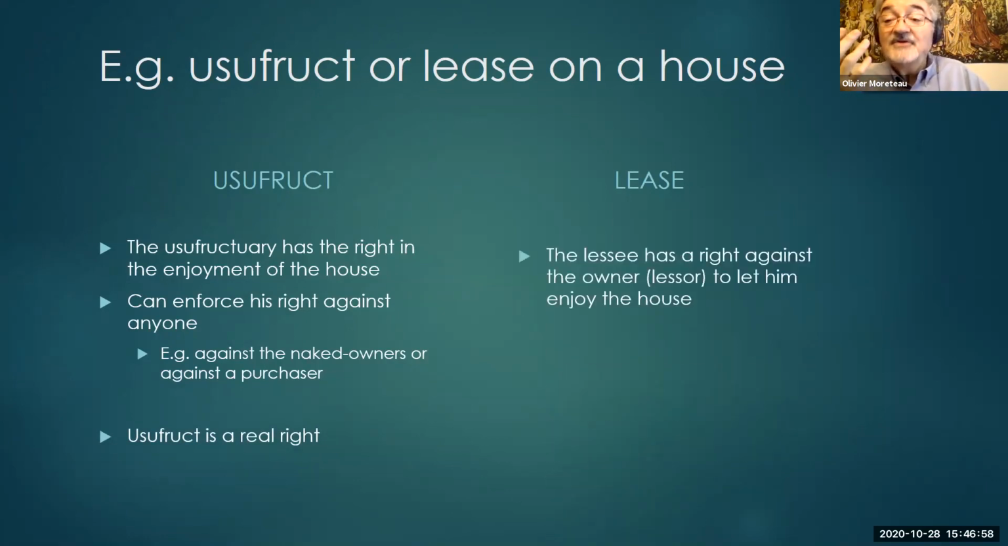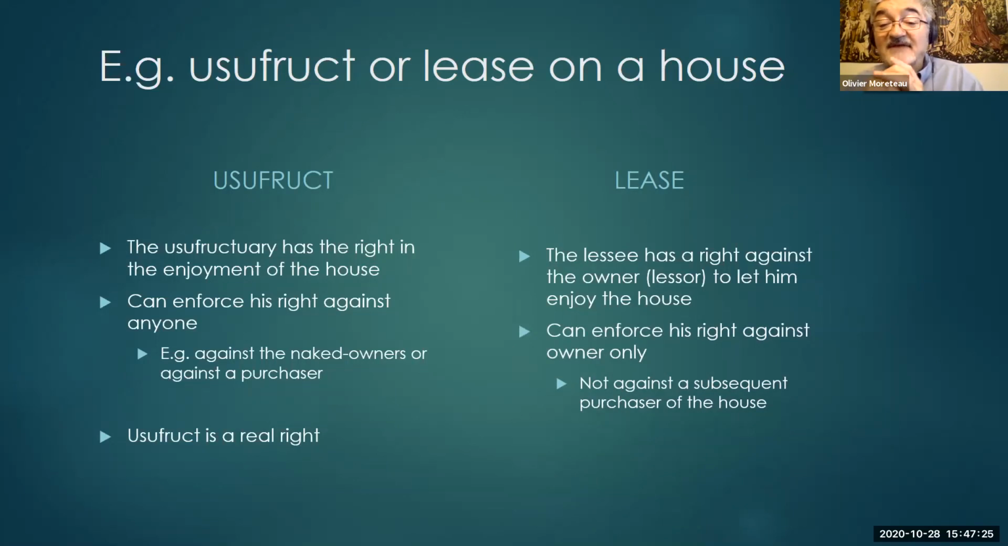If you live in the house under a lease because you are renting and paying rental, as a lessee or tenant, as we commonly say, you have a right against the owner, the lessor, okay? And the lessor has to leave you the exclusive enjoyment of the house. But this, in the civil law at least, is a personal relationship. You can enforce that right only against the owner or the lessor. Imagine that the owner is selling the house where you live. The new purchaser may kick you out. You don't have a real right to the place.